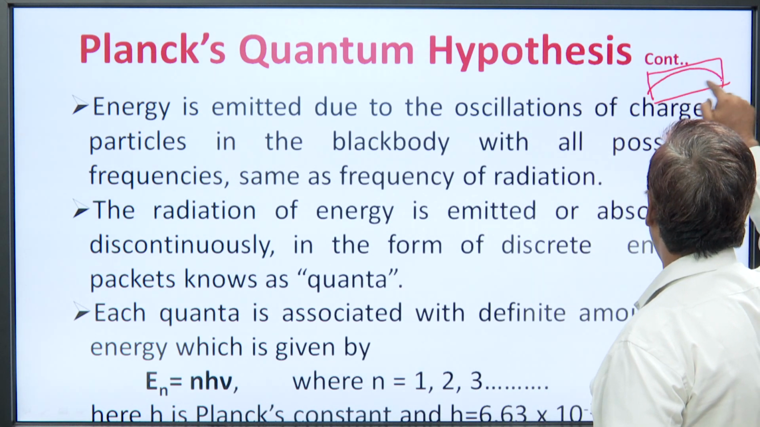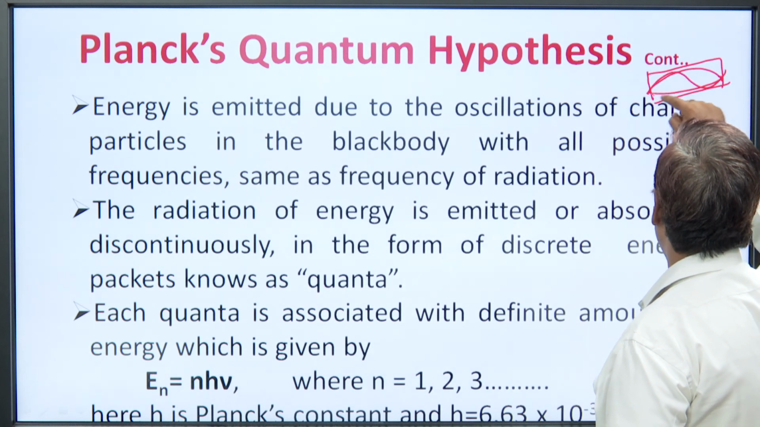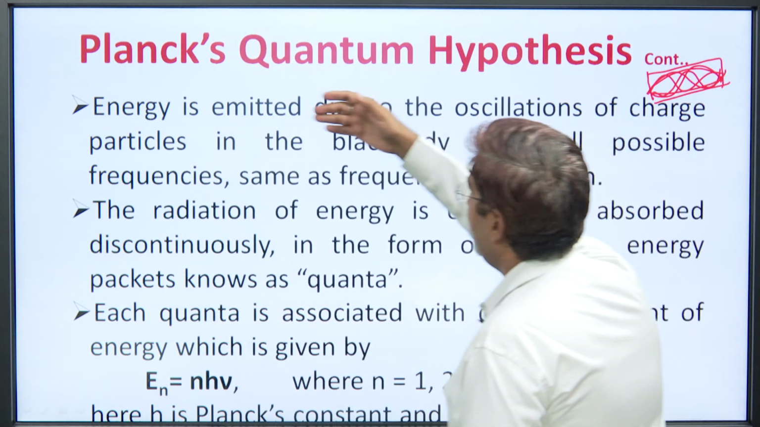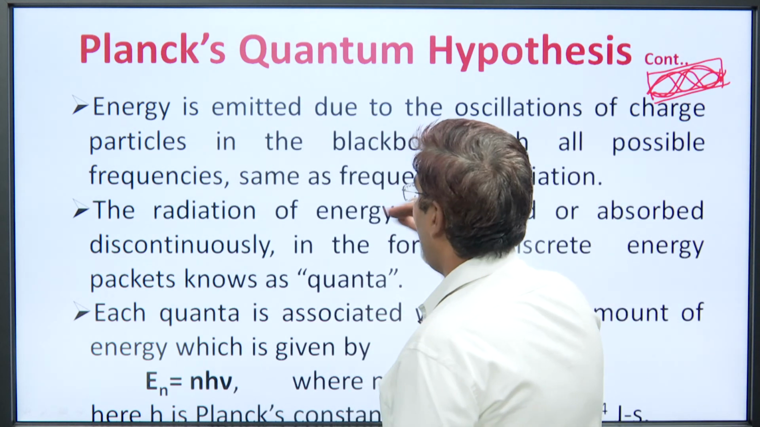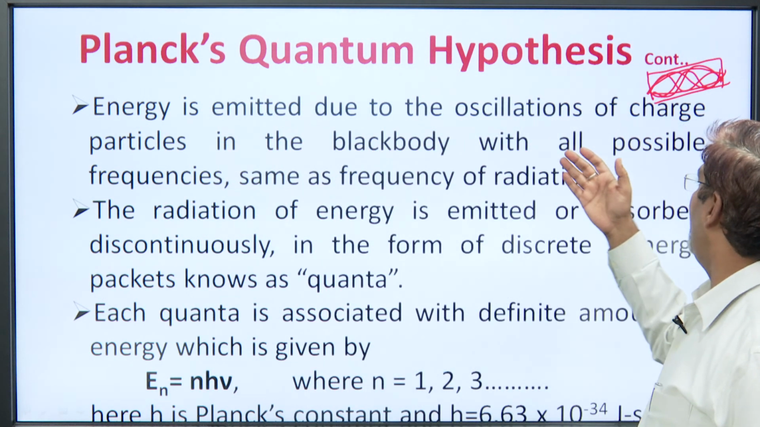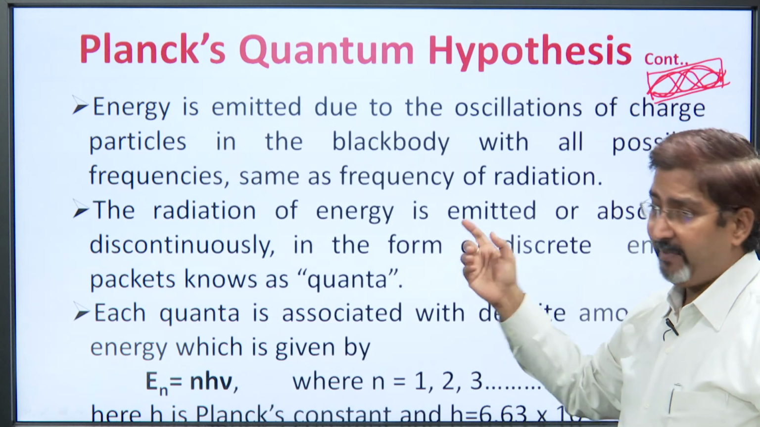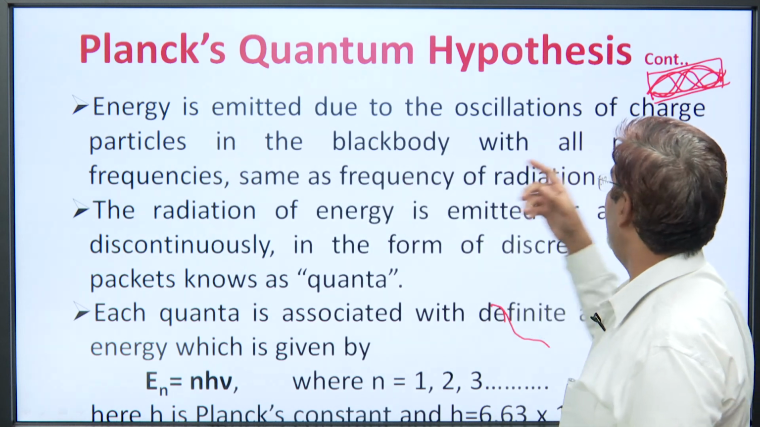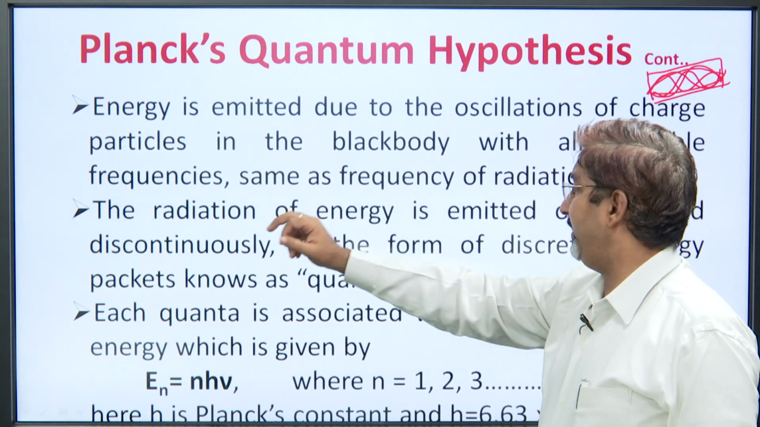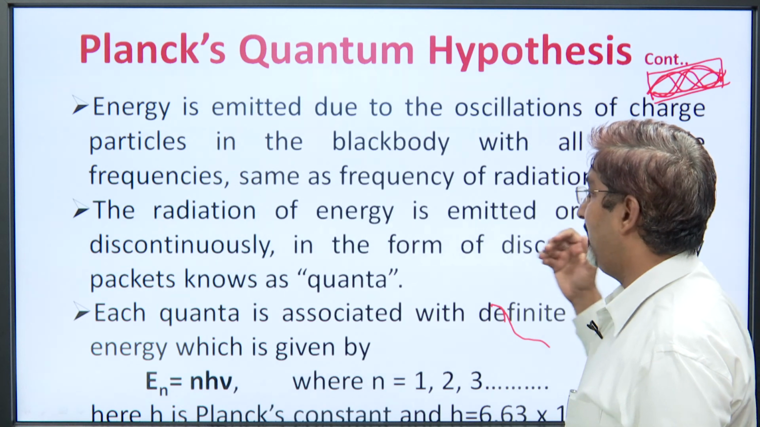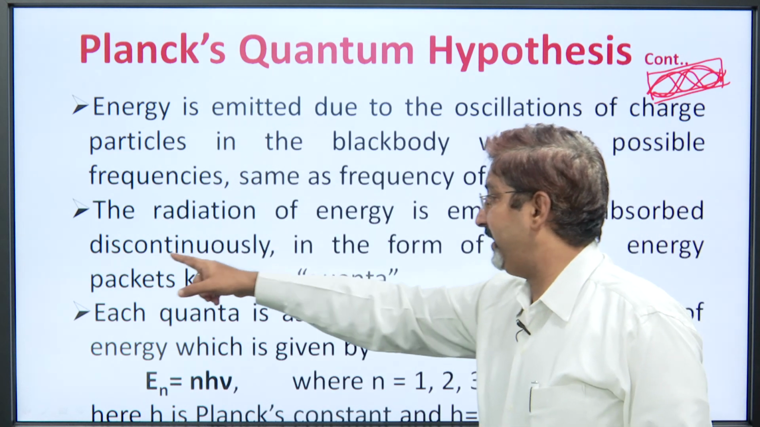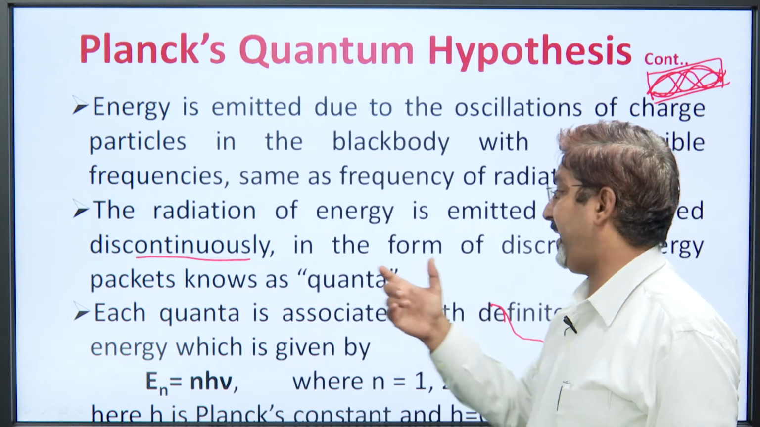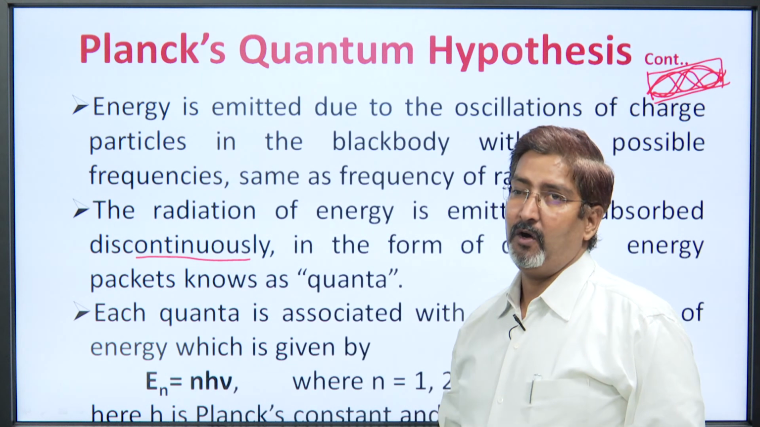number of oscillations occur, like this or multiple of various standing wave form here. So, energy is emitted due to oscillation of charged particles in the black body with all the possible frequencies, same as the frequency of emission. So, whatever the frequency is emitted, that comes from the vibration. The radiation of energy is emitted or absorbed discontinuously, very important, not continuous, in the form of discrete energy packets, that is known as quanta or quantum.